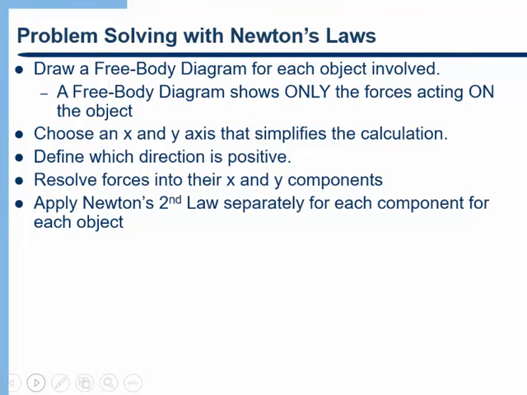If we have multiple objects moving together, then we have to define which direction we mean by positive in terms of their motion. We're always going to have to resolve our forces into their x and y components, and then finally we can apply Newton's second law for each object in each direction.